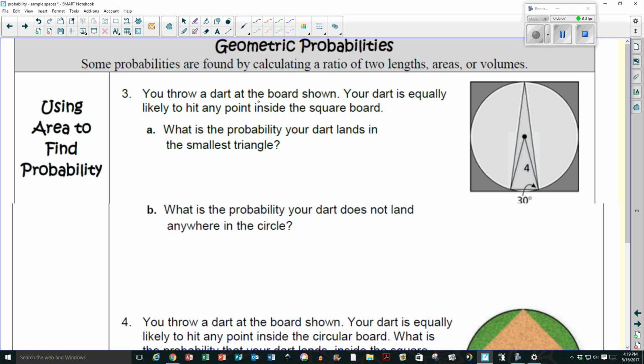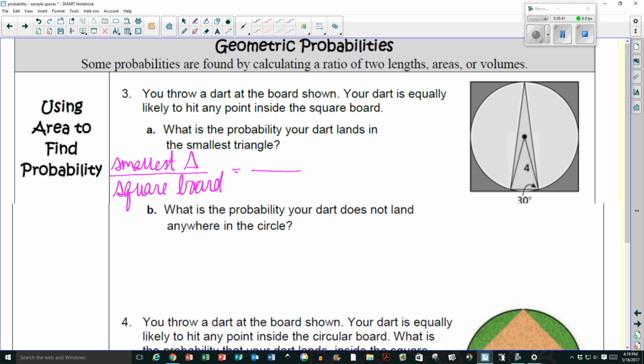So you throw a dart at the dartboard. Your dart is equally likely to hit any point inside the square board. What is the probability that your dart lands in the smallest triangle here? So what I want to do is think about, okay, I want to land in the smallest triangle, but it's possible that I land on the square board. So I need to find the area of both.